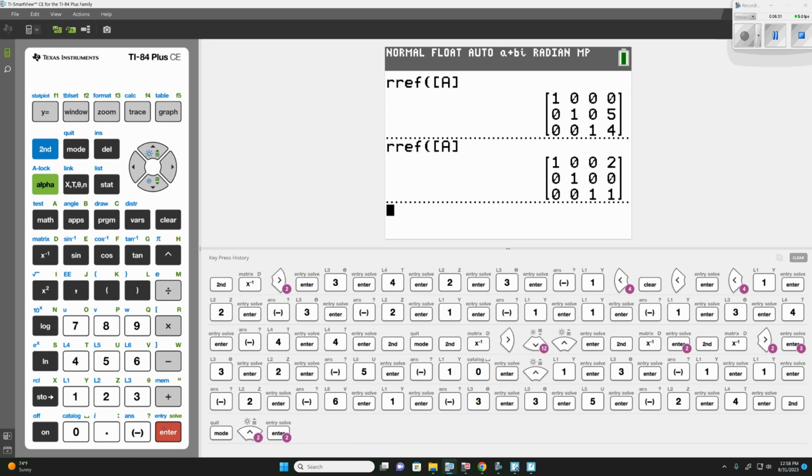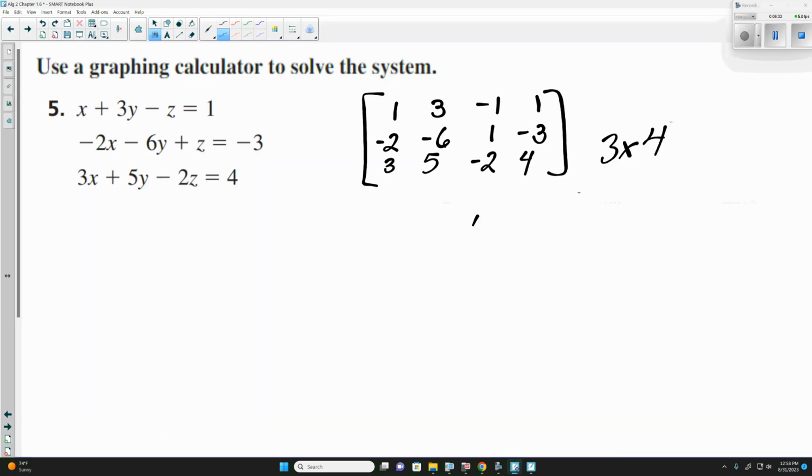So 2, 0, 1 is our solution. Questions on any of this here? Are we ready for the last one? Nice.